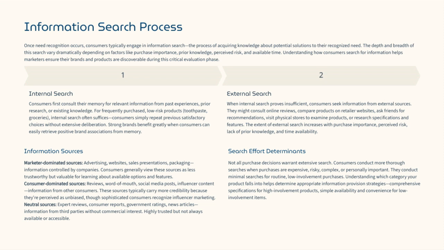Now, let's talk about what influences the effort consumers put into searching. Search effort is determined by the sources they turn to. Marketer-dominated sources include advertising, websites, sales presentations, and packaging. These are all controlled by the companies. While consumers often see these sources as less trustworthy, they are still valuable for learning about options and features.